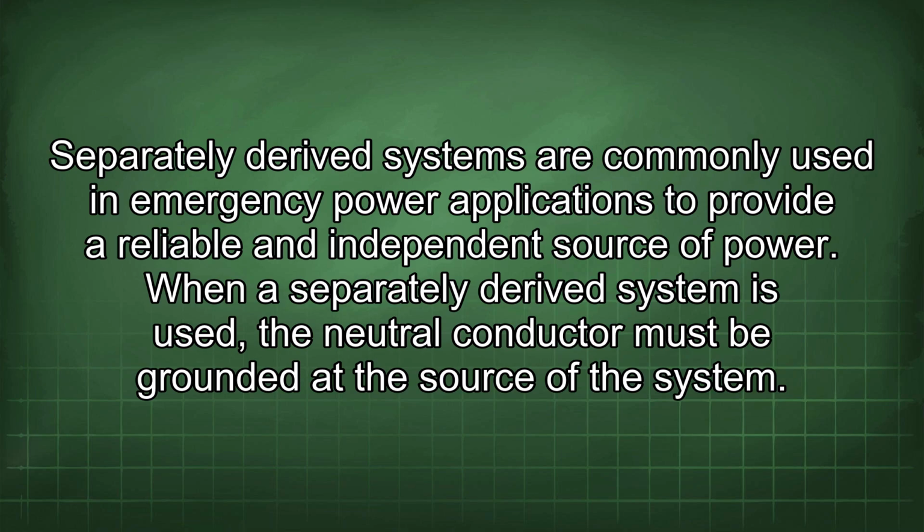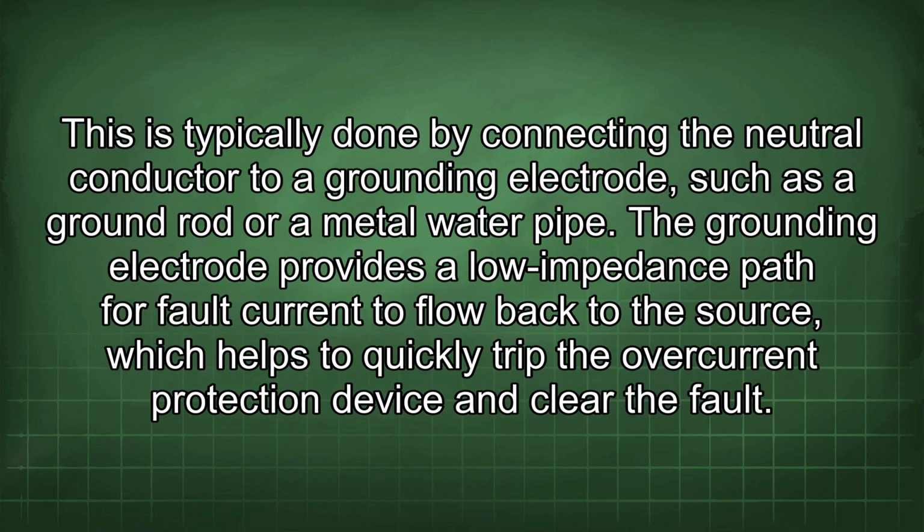When a separately derived system is used, the neutral conductor must be grounded at the source of the system. This is typically done by connecting the neutral conductor to a grounding electrode, such as a ground rod or a metal water pipe. The grounding electrode provides a low impedance path for fault current to flow back to the source, which helps to quickly trip the overcurrent protection device and clear the fault.